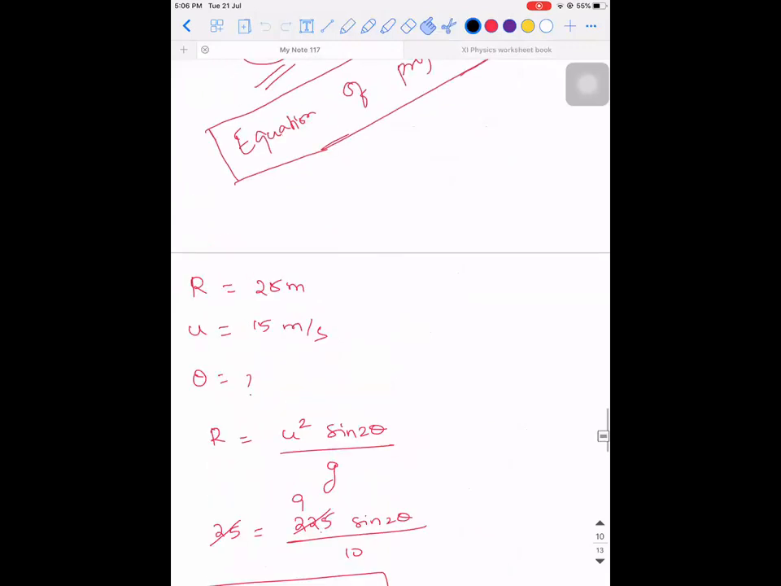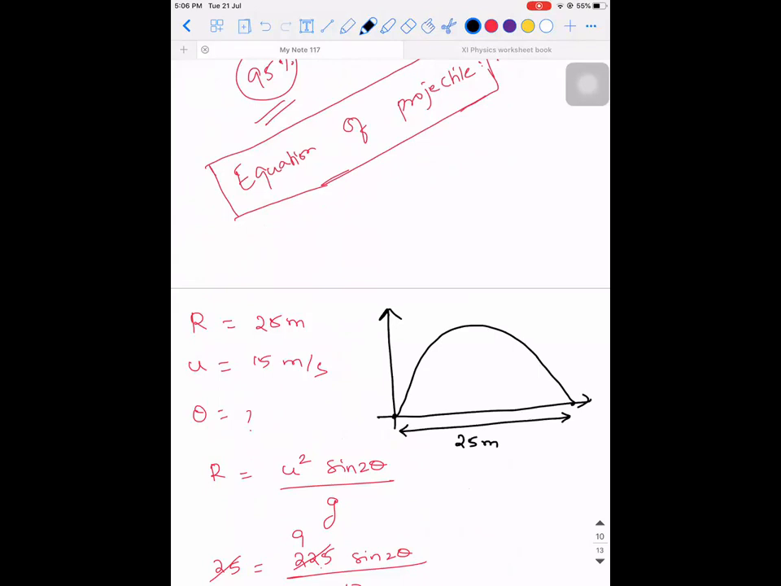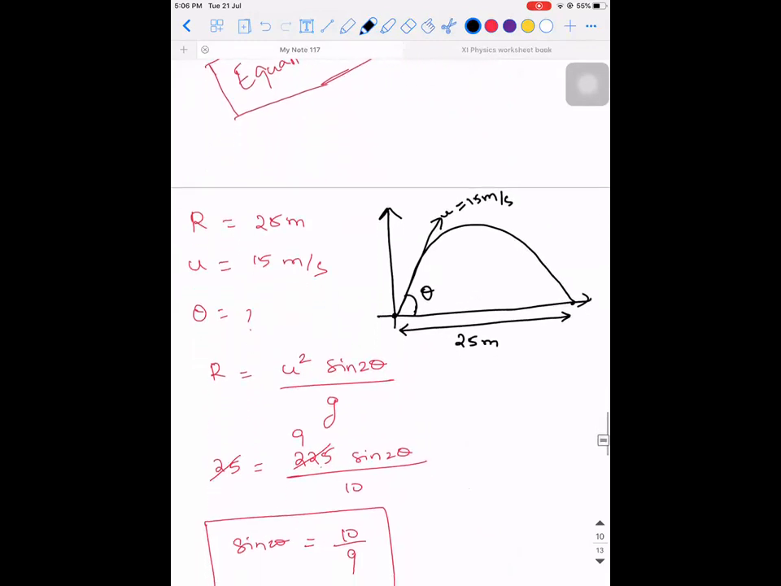So I gave you a problem saying a particle is projected from a particular place and it should be projected in such a way that it is hitting the target at a distance of 25 meter. And with what velocity it should be projected? It should be projected with a velocity of 15 meter per second. I asked you what should be the angle of projection.